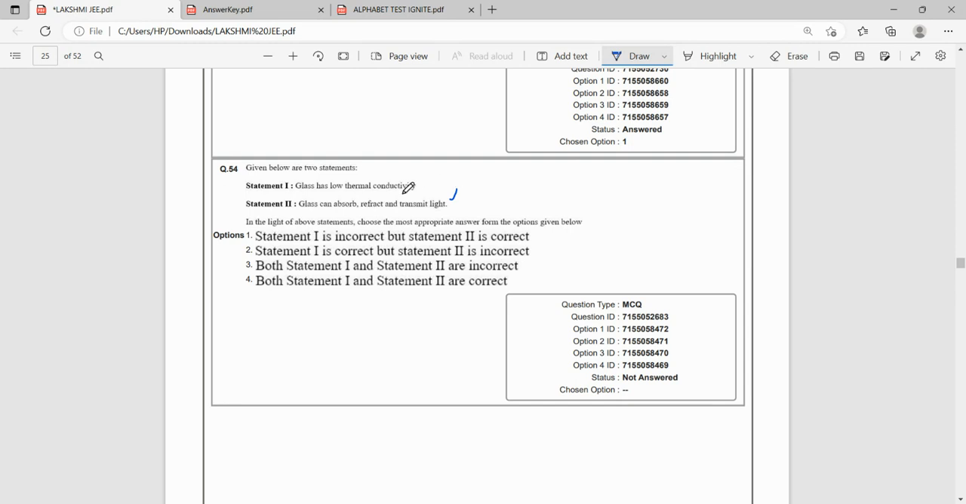Then glass has low thermal conductivity. That is another case. Low thermal conductivity. Is it true? No. It is having high thermal conductivity. So the first one is incorrect, second one is correct. So option one is better for this question.